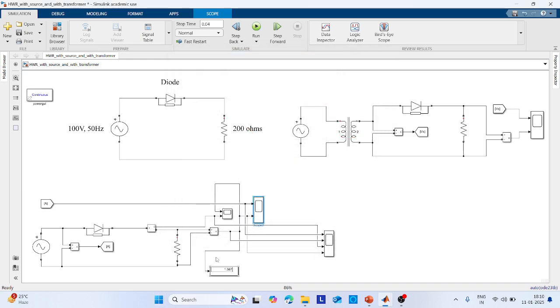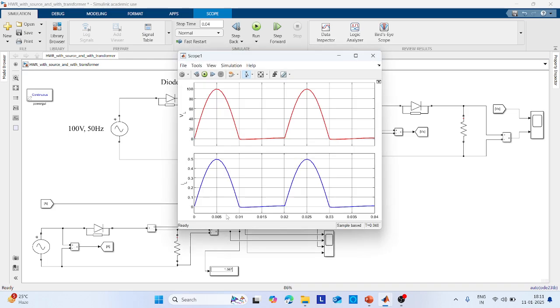And what about the current? See, for current I have taken a separate measurement like this. You can see the output voltage, that is the load voltage, and the current. These time variations, everything you can look into in MATLAB.